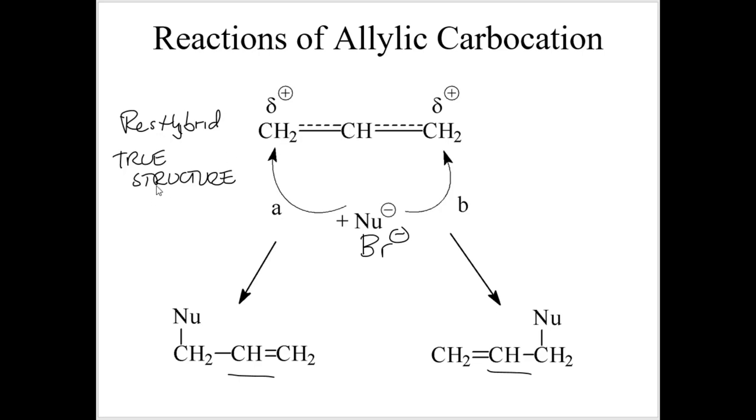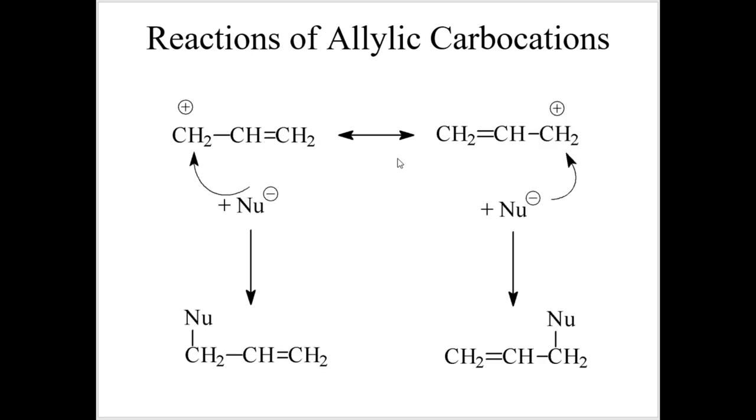So despite the fact that this is the true structure, we're going to react each resonance structure as if it was the true intermediate. So in other words, if I take my nucleophile and add to this carbocation resonance structure, I'll get this product. If I add the nucleophile to this carbocation intermediate, I'm going to get this product. And so, despite the fact that the true intermediate is the resonance hybrid, we're going to react each resonance structure with the nucleophile to write the products. It just makes it a little bit easier to know where the double bond goes.